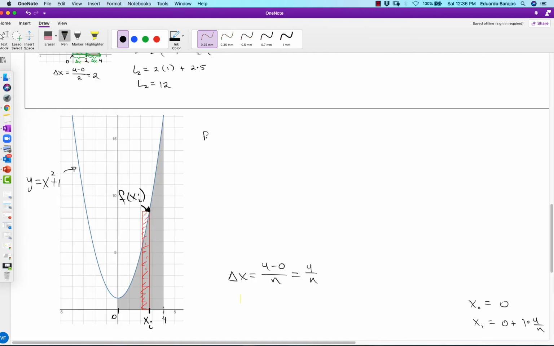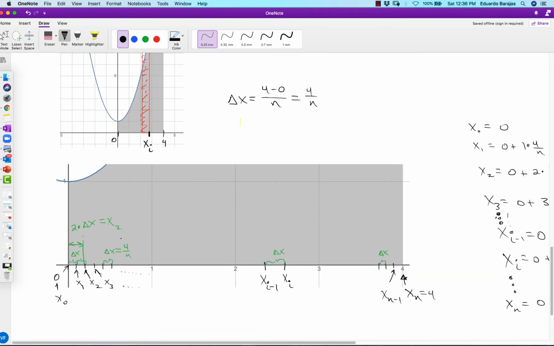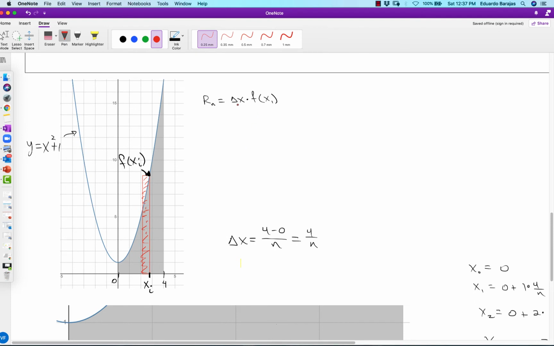So R sub n is going to be equal to the first rectangle, which has a width of delta x. They all have a width of delta x, times f of x sub 1. This first rectangle is this one right here, and if we're using the right end rule, then the height of the first rectangle is determined by plugging x sub 1 into f. So the first rectangle is this product, delta x times f of x sub 1.